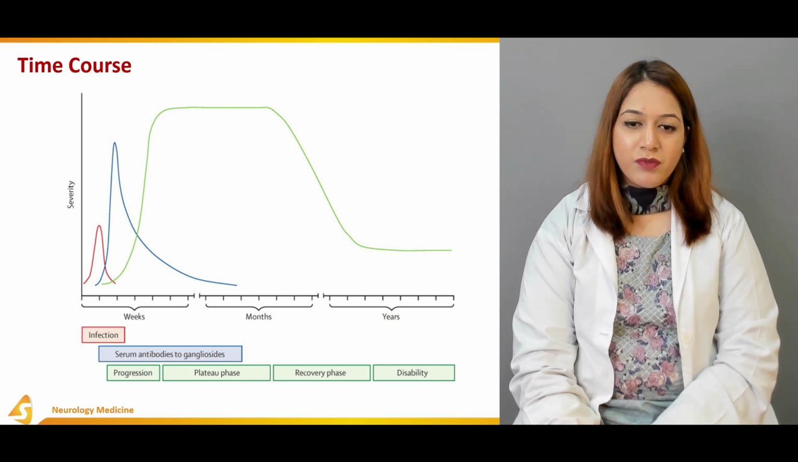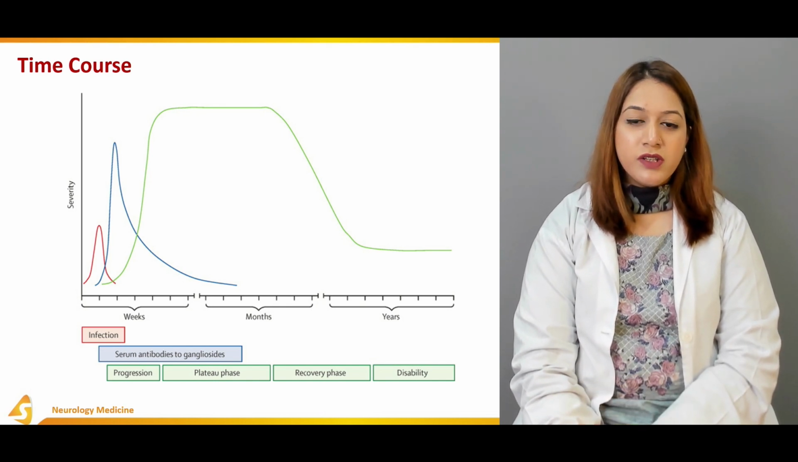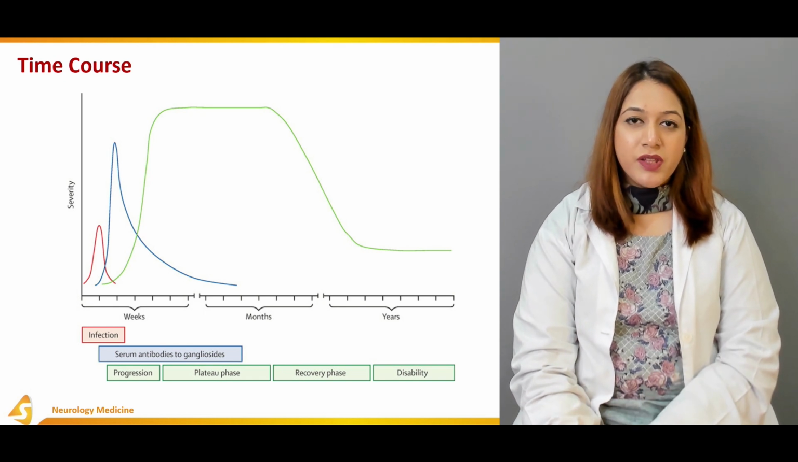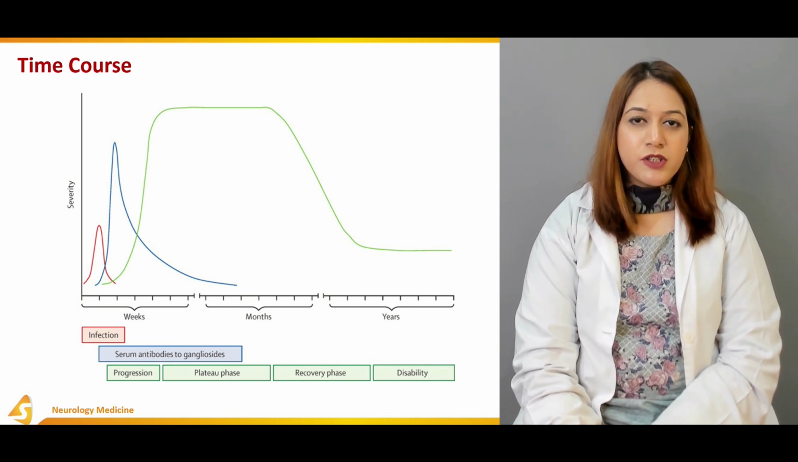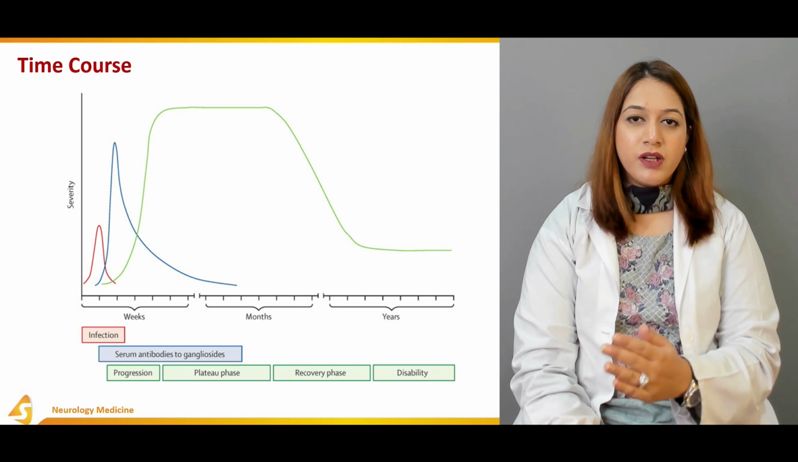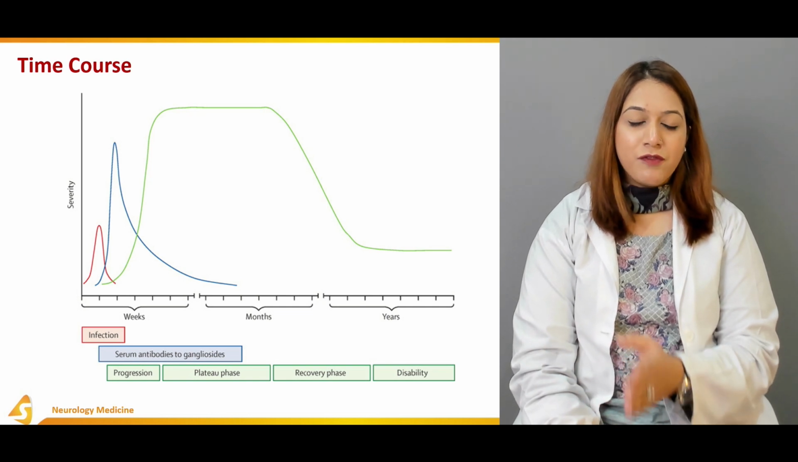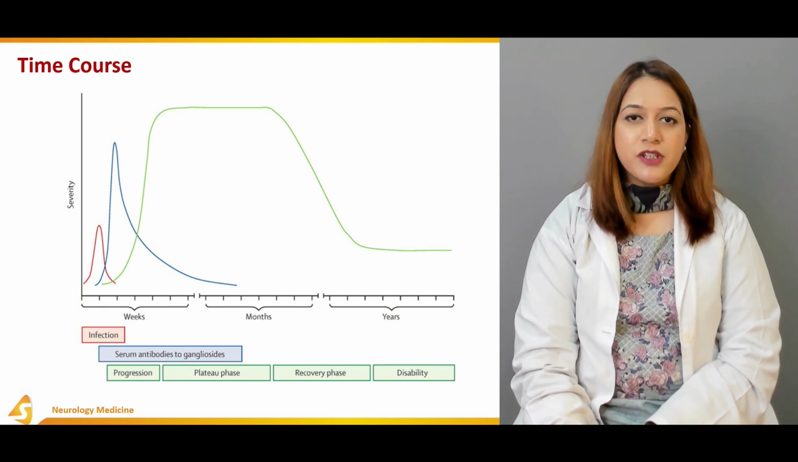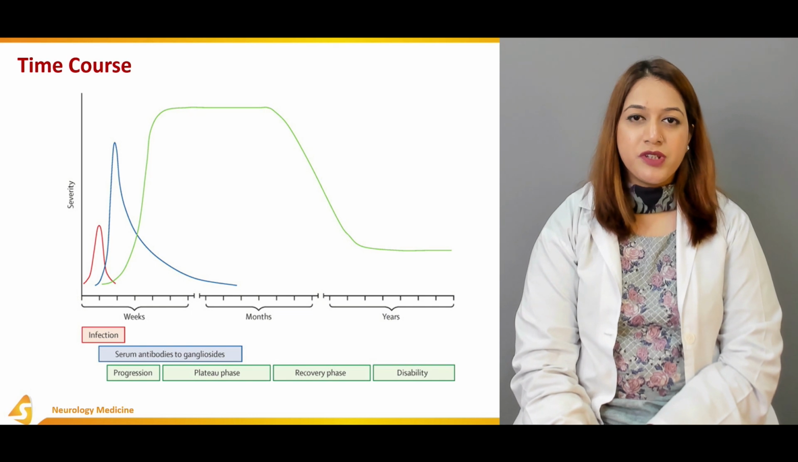After the plateau phase, around 2 to 4 weeks, recovery phase begins, and if the symptoms persist in the recovery phase, we might suspect the diagnosis because in GB syndrome, there is improvement of the symptoms. It stops after the recovery phase. And the disability or the muscle weakness that is caused by the GB syndrome persists for several years.